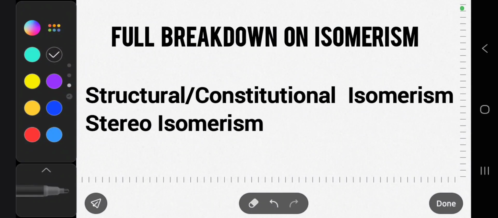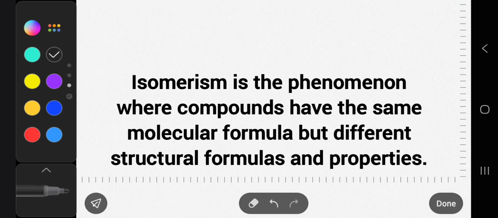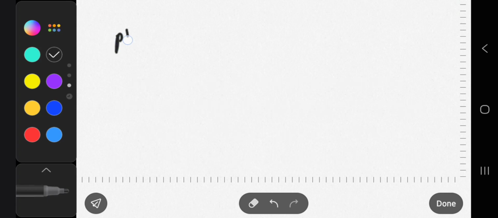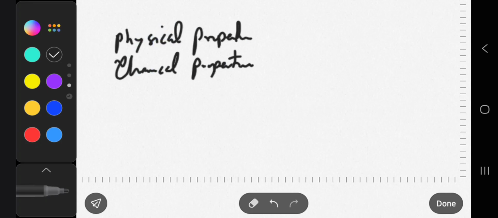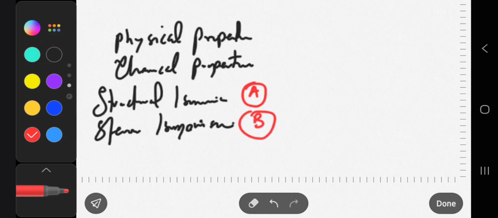Isomerism is the existence of different compounds having the same molecular formula but different structural formula or arrangement in space. This phenomenon can give rise to them having different physical and chemical properties. Now, we have two types of isomerism. We have structural isomerism, and then we have stereoisomerism. These are the two classifications of isomerism.